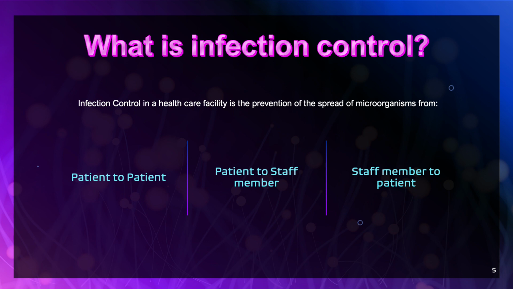So healthcare agencies all run an infection control program. So infection control is to prevent the spread of microorganisms. These spreads can be from patient to patient, patient to staff member, or staff member to patient as well. And you want to do everything that you can to prevent any exchange of microorganisms so that you can reduce the spread of any sort of illness.